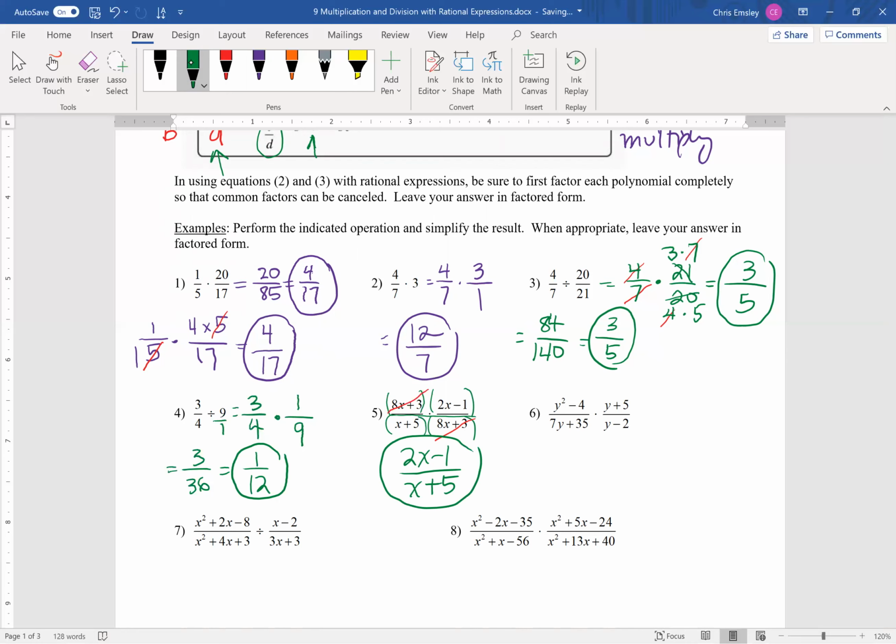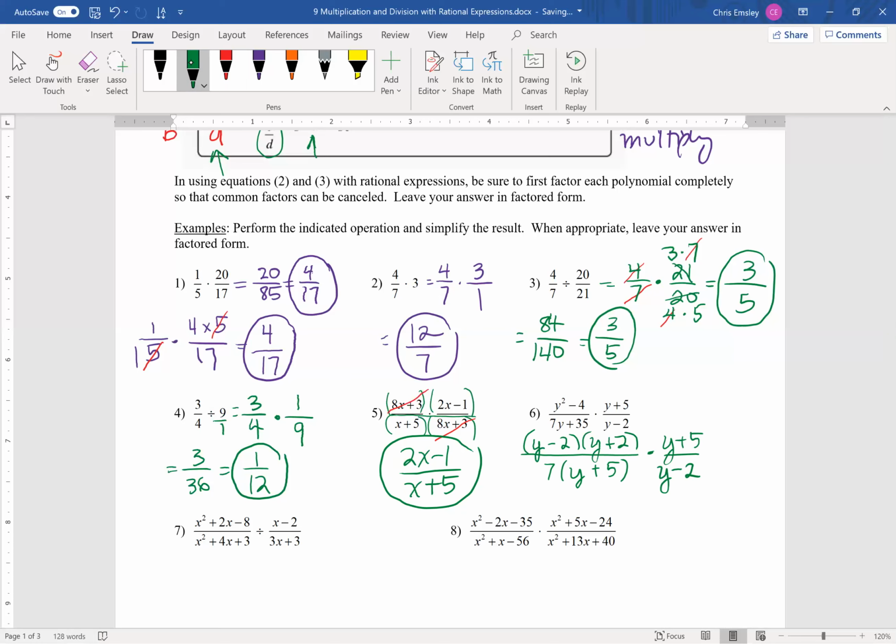Now in number 6, before we start doing what we did in number 5, we need to factor. It looks like the numerator of that first fraction can be factored. That is the difference of 2 squares. So y minus 2 times y plus 2. What about the denominator? Can that be factored? Well, yeah, there's a GCF. We can pull out a 7. And this second fraction cannot be factored, so we just take a look at it from there.